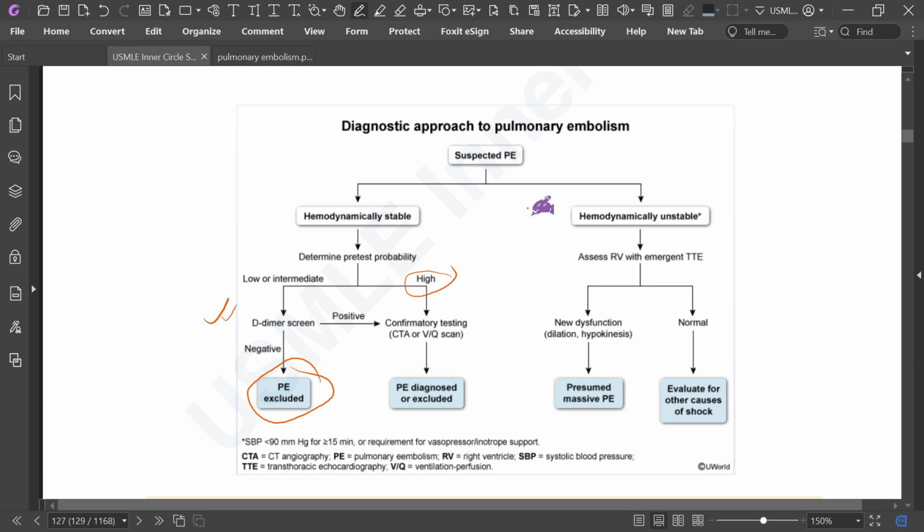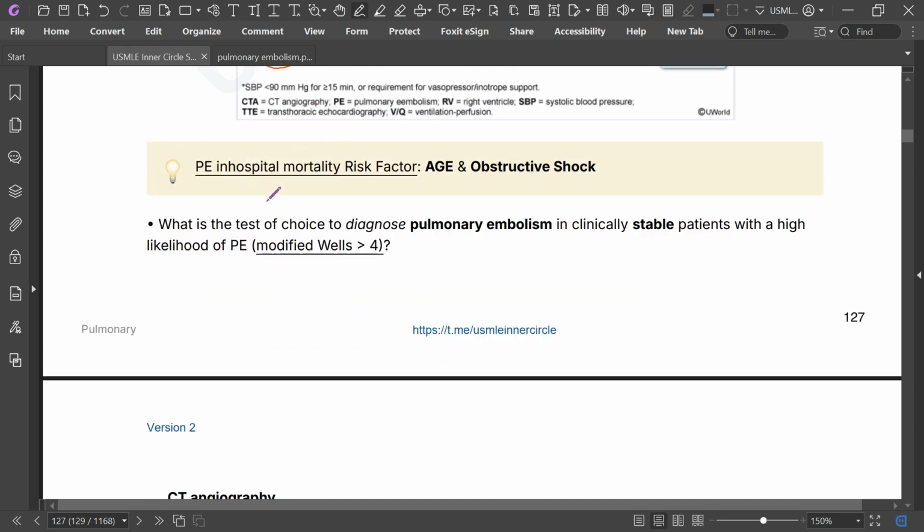If the patient is hemodynamically unstable, assess the right ventricle with emergent transthoracic echocardiogram. Normal, evaluate for other causes of shock. New dysfunction, dilatation, hypokinesis, presumed massive PE. PE in-hospital mortality risk factors: age and obstructive shock.